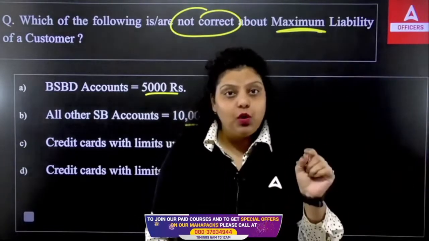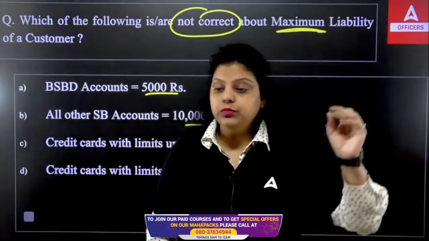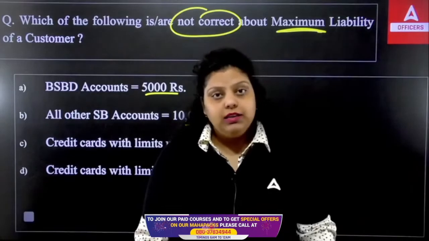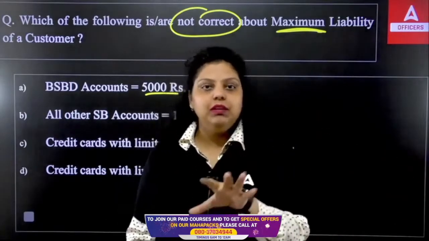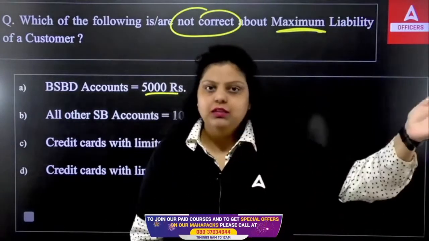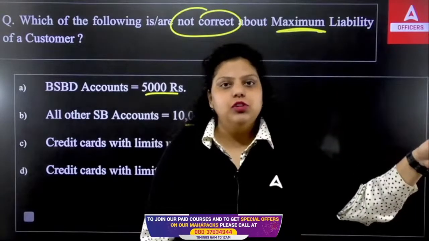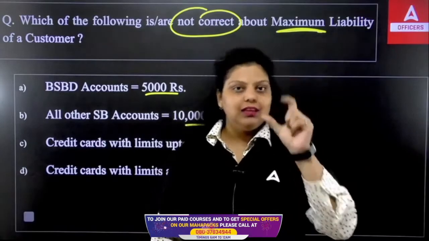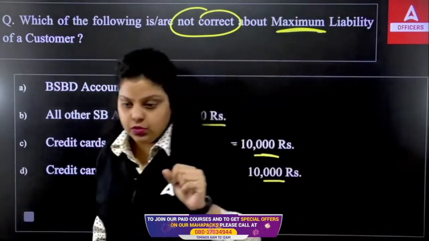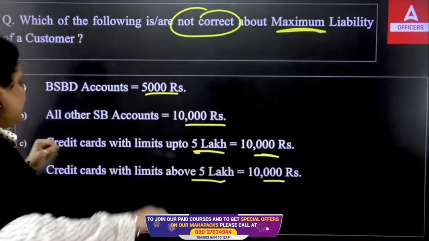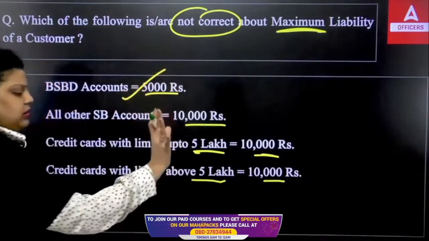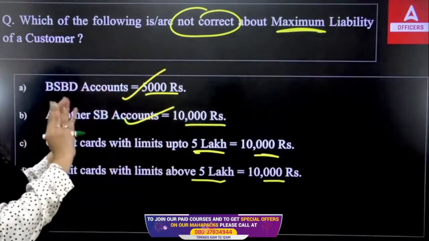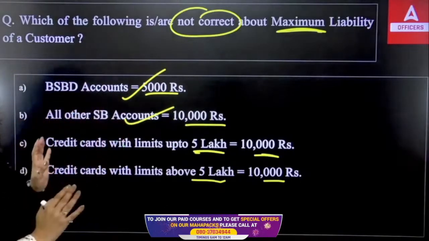But in case I have not informed the bank on time and certain loss has been done by a person who performed the unauthorized transaction, that loss has to be borne by me, and that's the liability amount we are talking about here. So the first one is correct. In case of basic savings bank deposit account, it is 5,000. In case of savings bank account, all other apart from BSBD, it is 10,000.